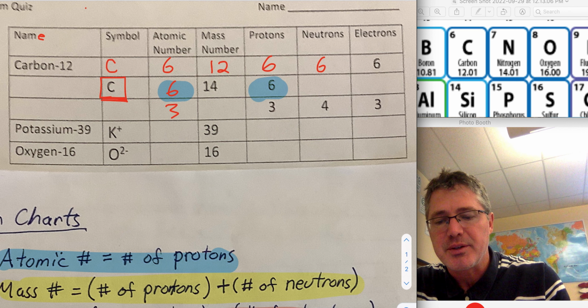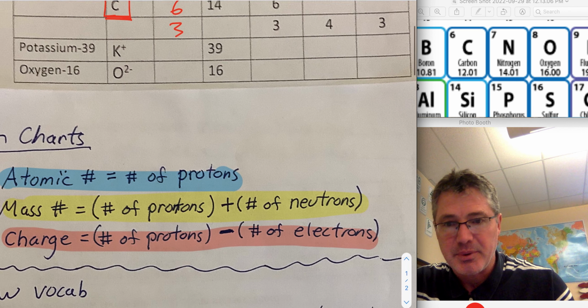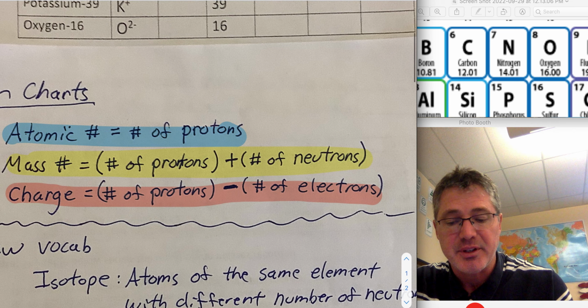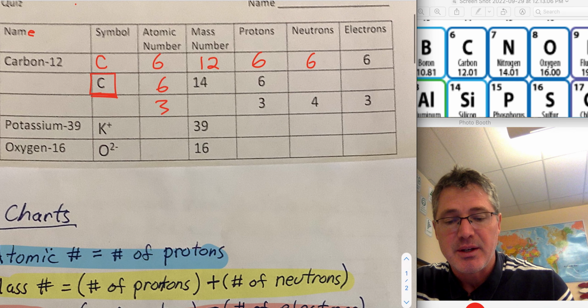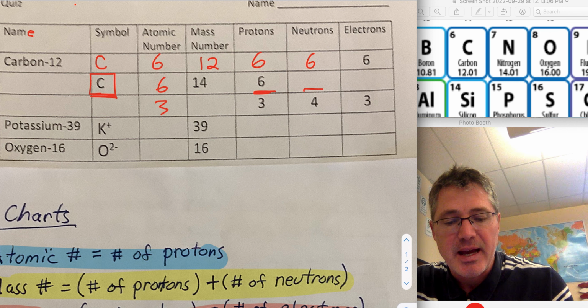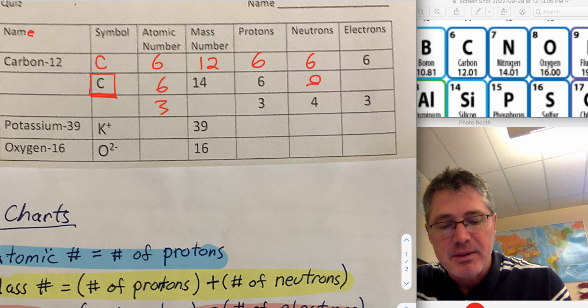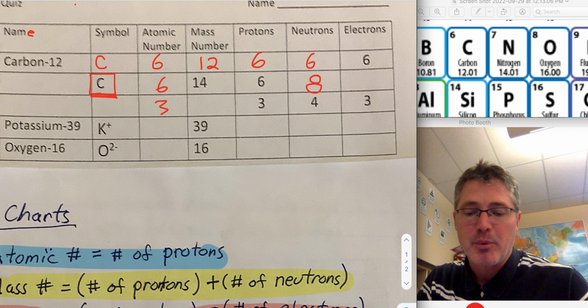According to the yellow rule below, the mass number is equal to protons plus neutrons. So we take the number of protons, add the number of neutrons to it, and it should equal 14. If we do the math, you're probably all right with knowing that would be a number 8 right there. My 8 doesn't look very good, so I'll rewrite that real quick. So that's 8 for the number of neutrons.